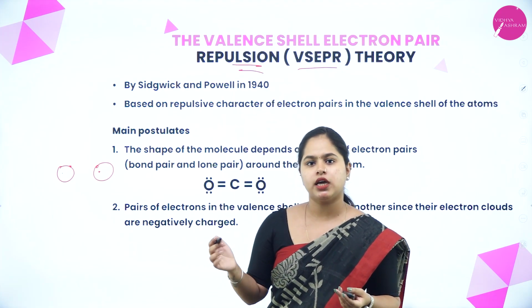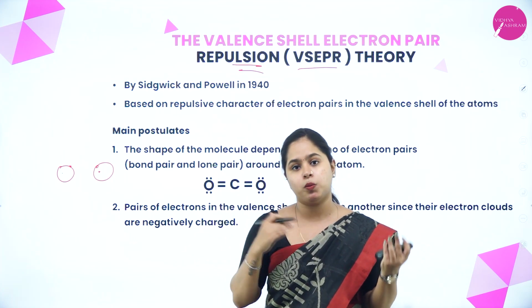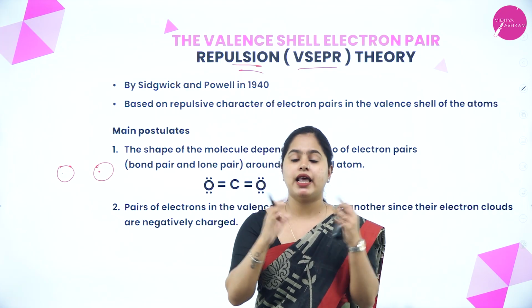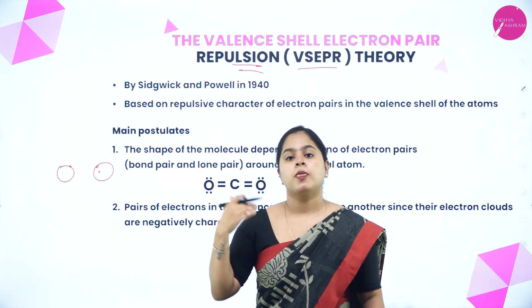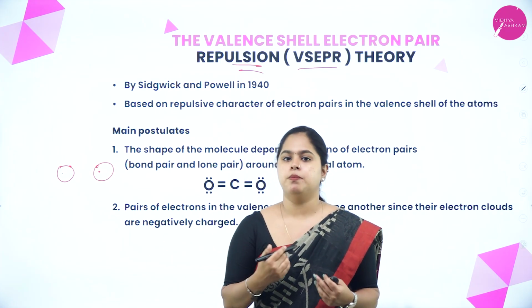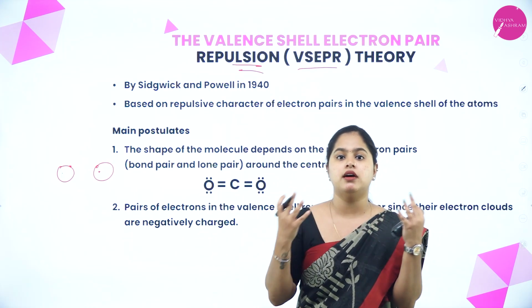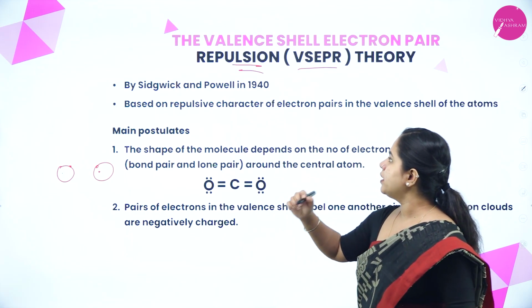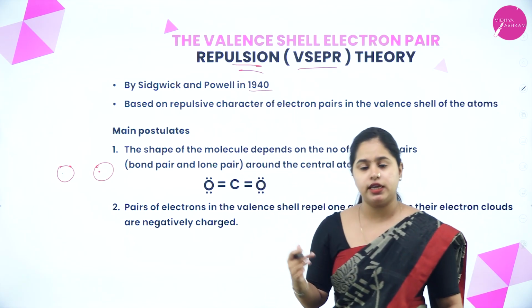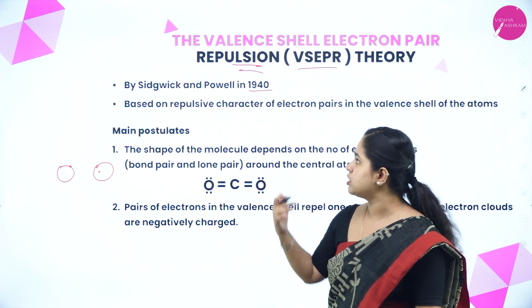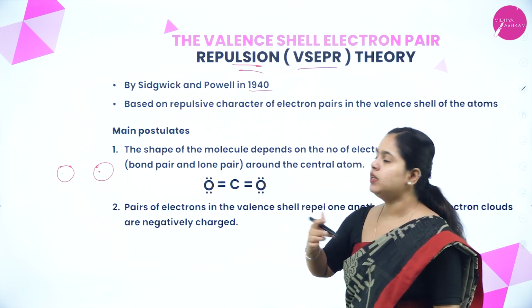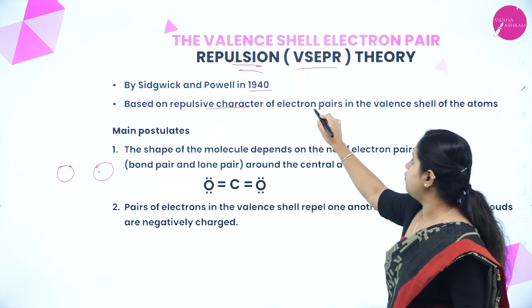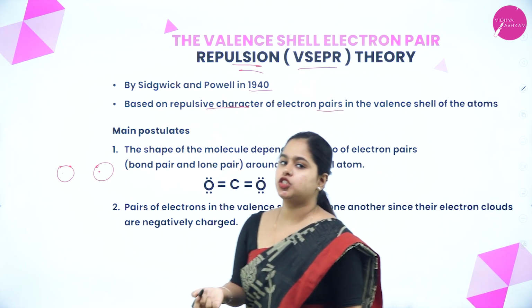We know that the same charge repels and opposite charge attracts. So what happens when atoms come together? The electrons start repelling each other. Based on this repulsion between the valence electrons, this theory was put forward by Sidgwick and Powell in 1940. The VSEPR theory was proposed by Sidgwick and Powell in the year 1940, and it's based on the repulsive character of electron pairs in the valence shell of the atom.